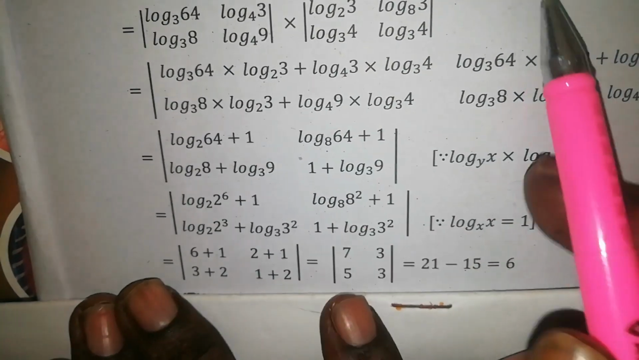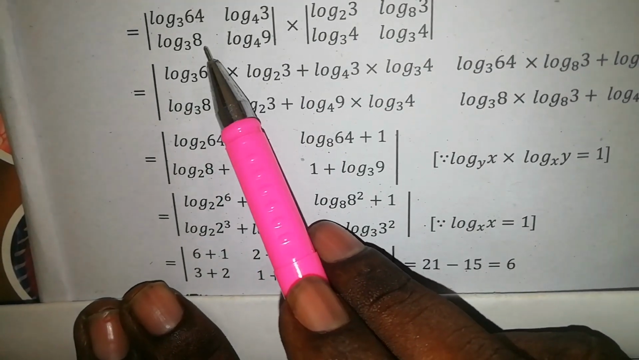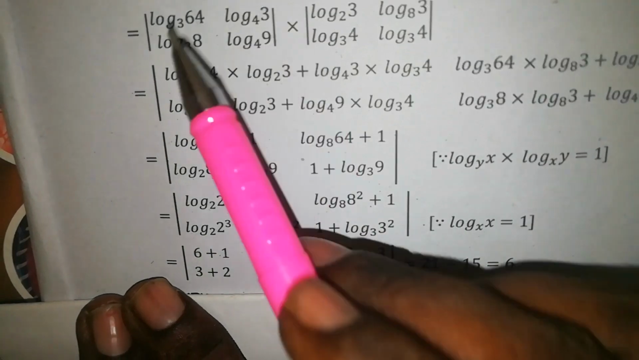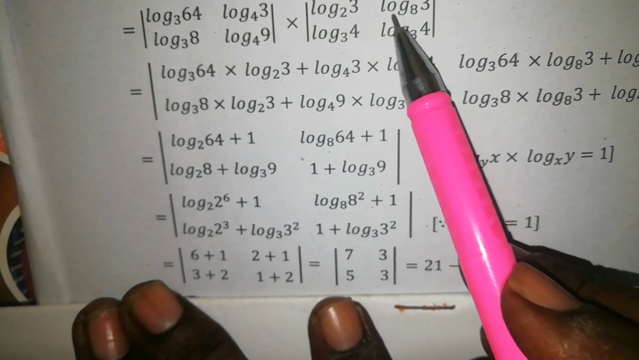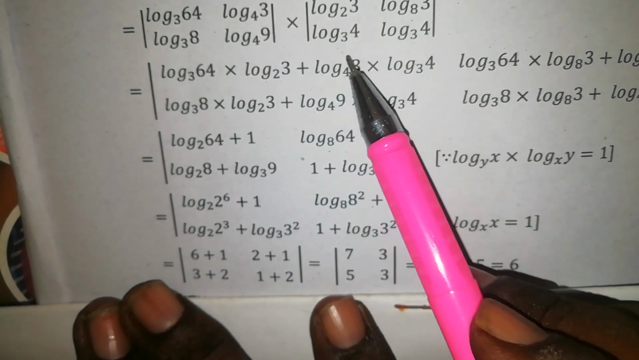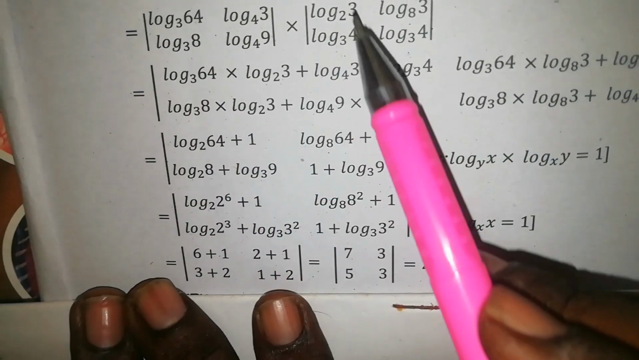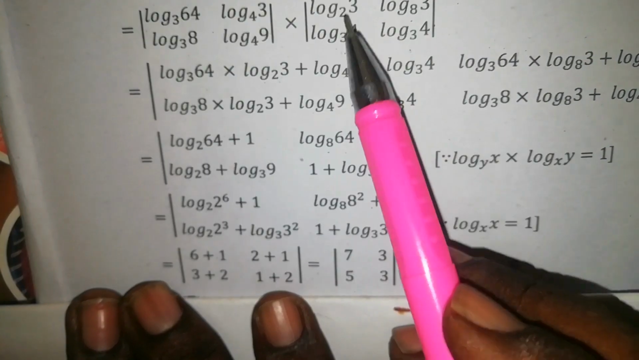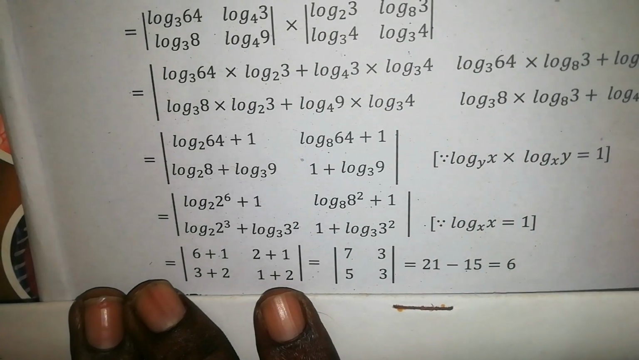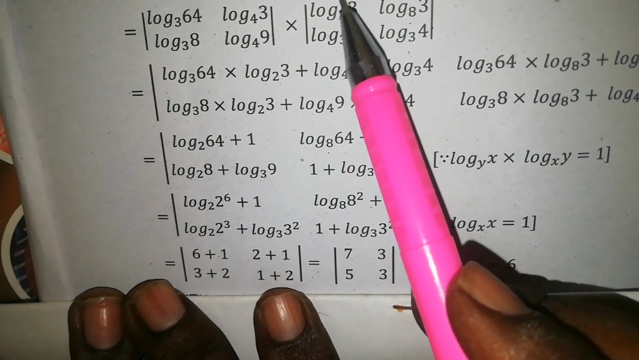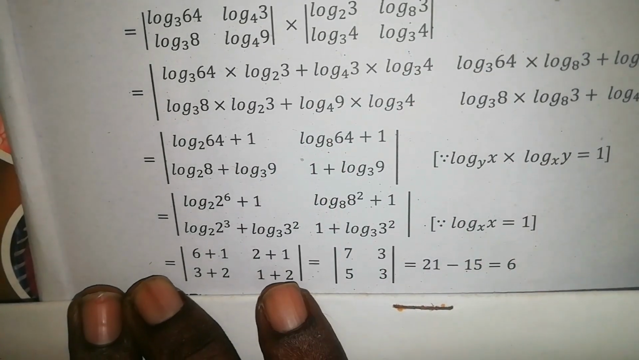See, the first step: log 64, log 3, log 8, log 9. Here the base is 3, here the base is 4. Here log 3 base 2, log 3 base 8, log 4 base 3, log 4 base 3. Now we can multiply row into column. First row, first column, you get this. First row, second column. Second row, first column. Second row, second column.